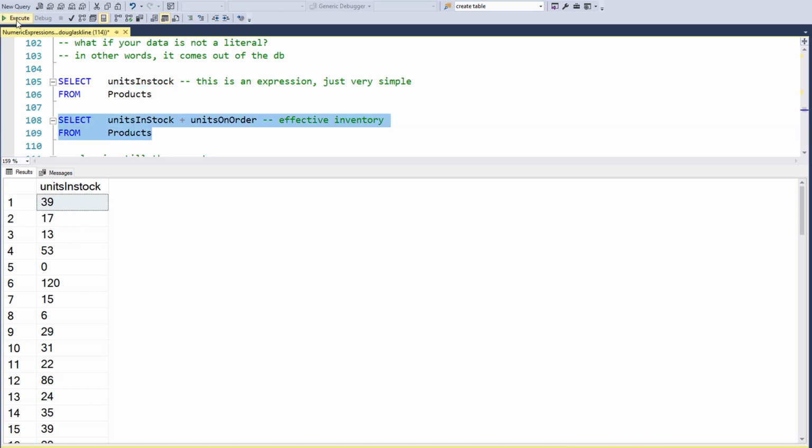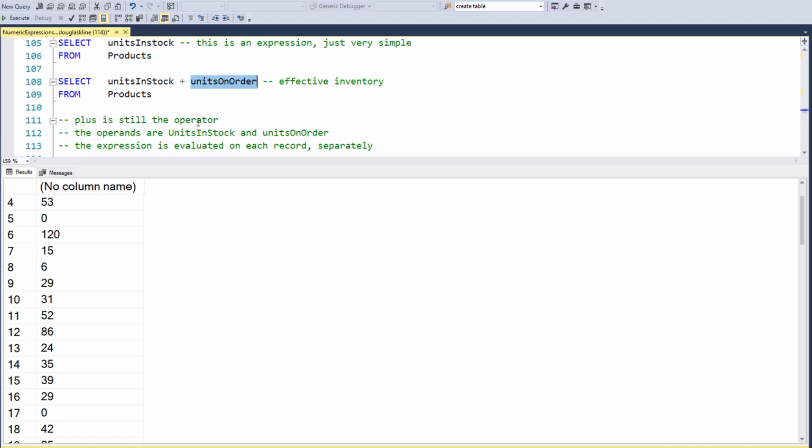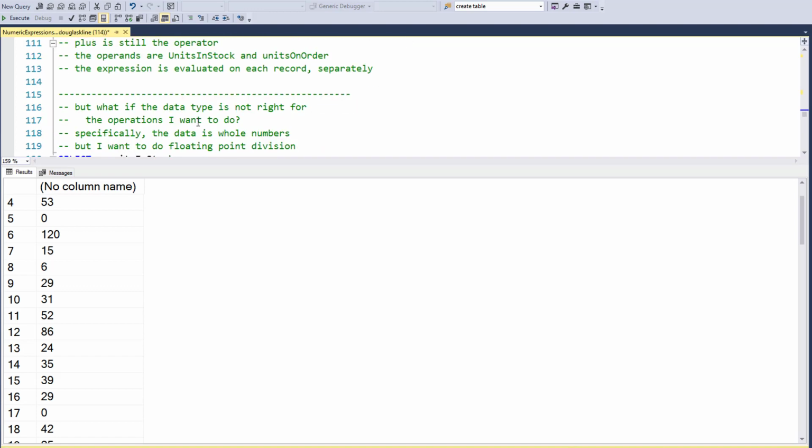So another example would be, what if I took the units in stock column and the units on order column and added them together? Again, for every record in this table, it evaluates that expression and gives us the value back. And so the operator is still plus. These are still the operands. It works just like we were using literals.